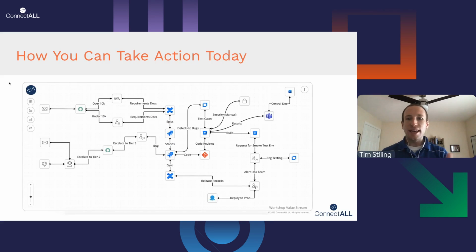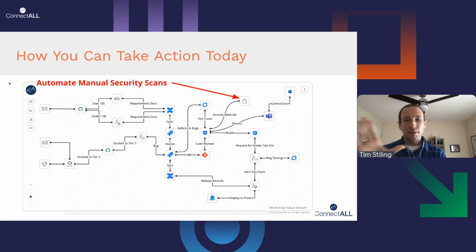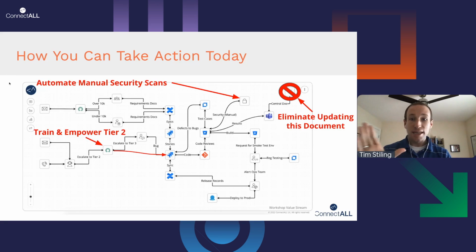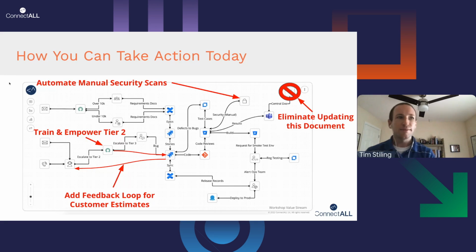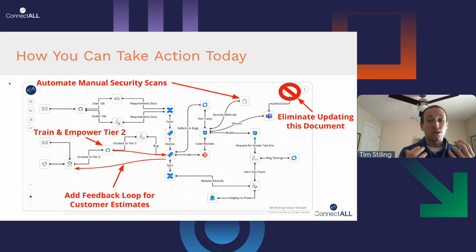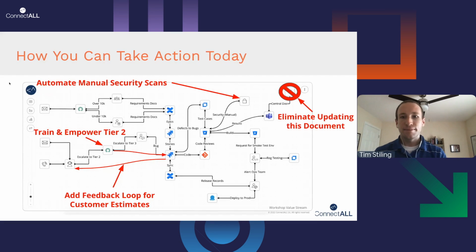So how can you take action? Take a look at your value stream, begin to pinpoint some of the immediate opportunities that exist there to add feedback loops, to cut out steps, to eliminate steps, to automate certain things, and go from there.